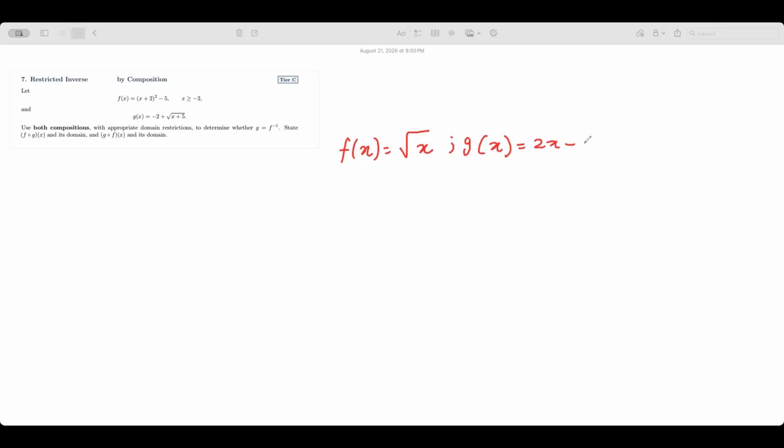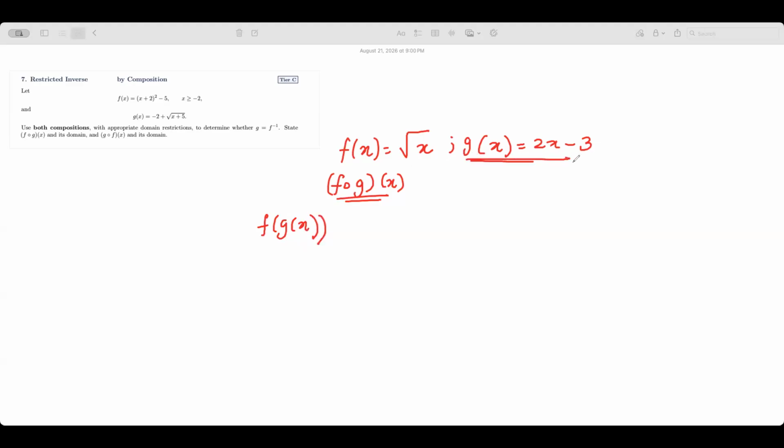Remember? Yeah. So f of x is equal to square root of x, g of x equal to 2x minus 3. What is f of g of x? It's a composite function. This can be written as f of g of x. Correct, guys? How do you find it?